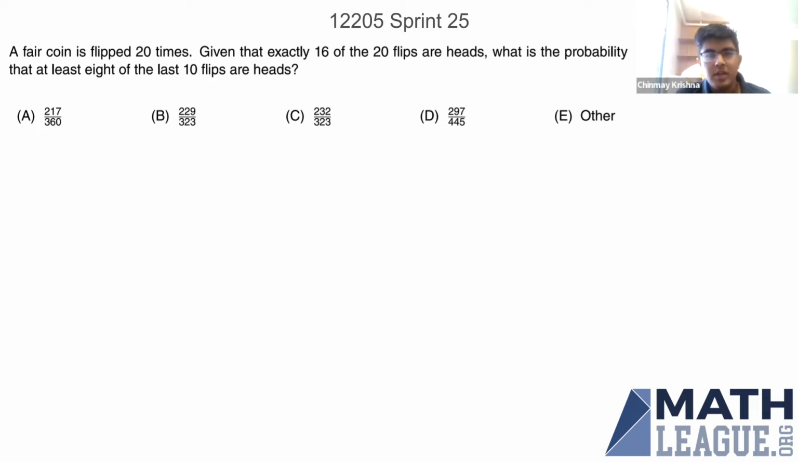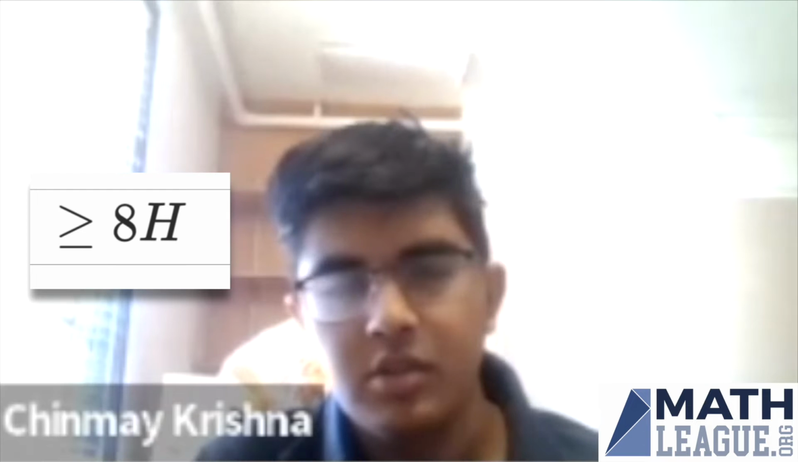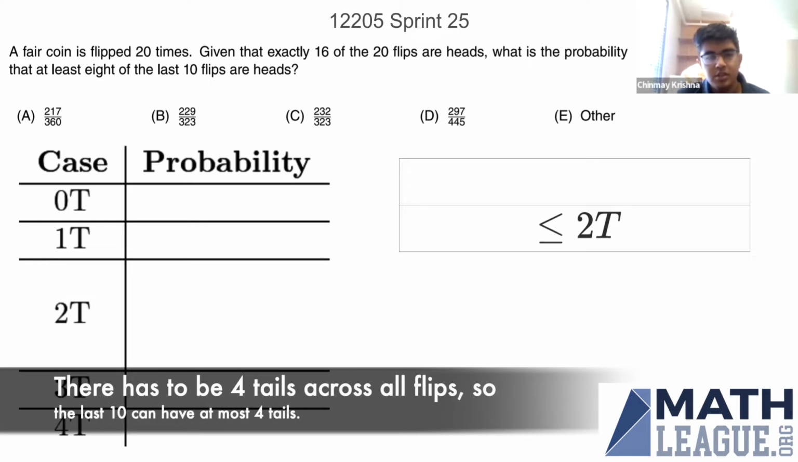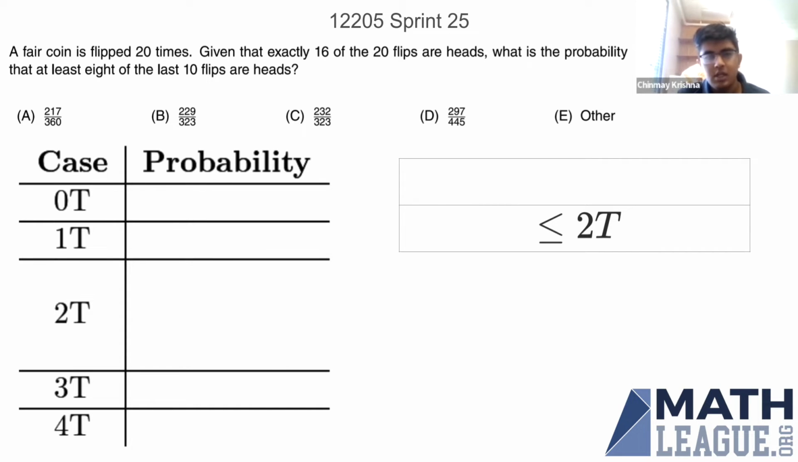So we know that exactly 16 of the flips are heads. So that means that there'd have to be 4 tails across the 20, right? So greater than or equal to 8 heads, which is the same thing as less than or equal to 2 tails in the last 10. So there can either be 0, 1, 2, 3, or 4 tails in the last 10. So we're trying to find the probability that there's 0, 1, or 2.